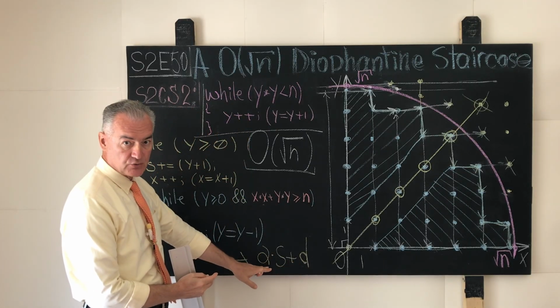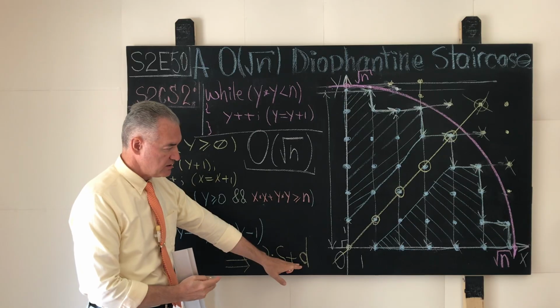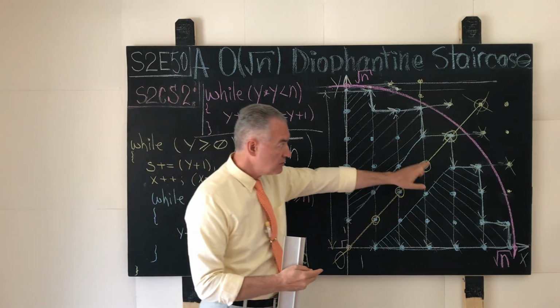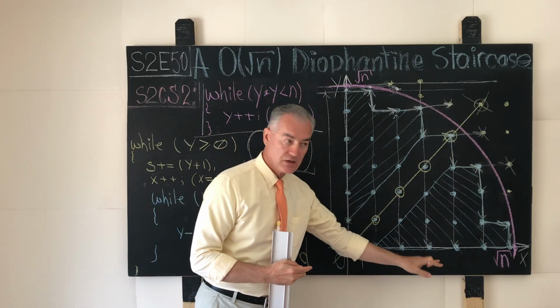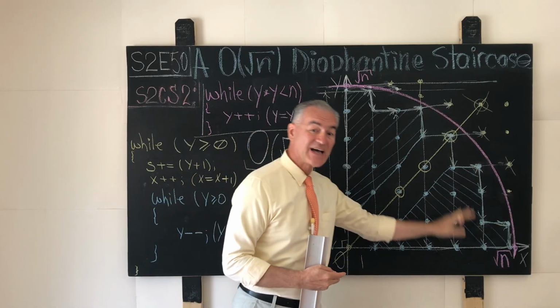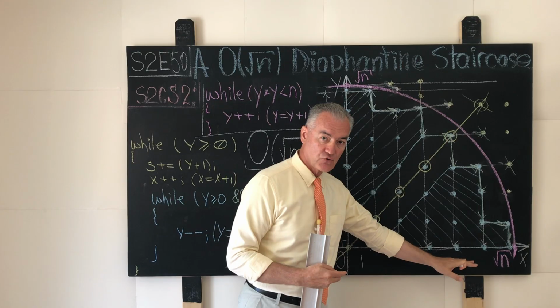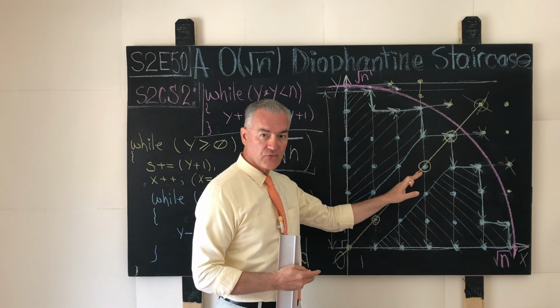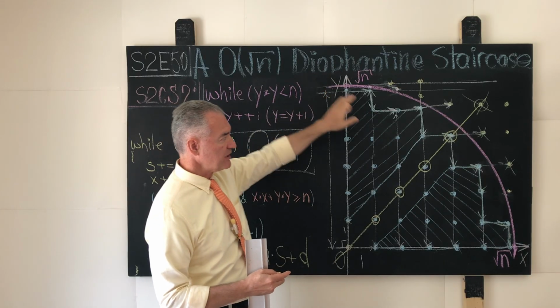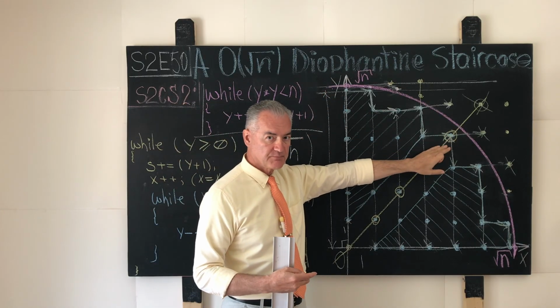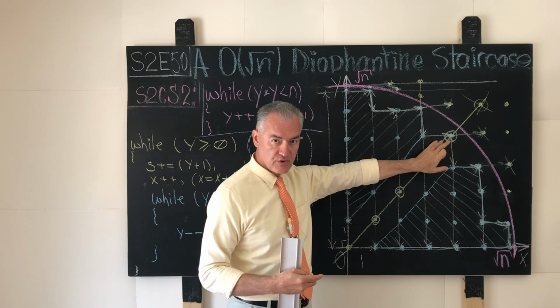Whatever s comes out to be, we multiply by 2 and add the number of diagonal points. And voila, we can short circuit our execution and not traverse the entire first quadrant, but hop off that slithering process along the Diophantine staircase, parabolically speaking, halfway through that staircase.